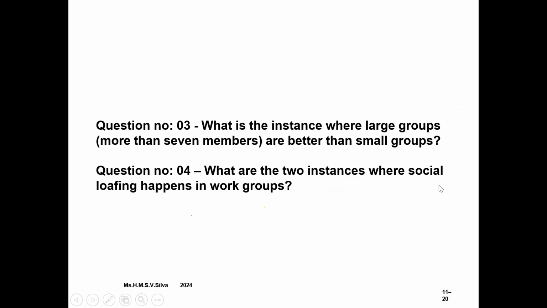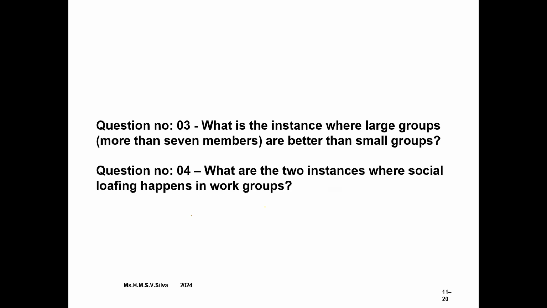So what is the instance where large groups are better than small groups? Let's say when a task is simple, like more than 7 members. That is generally accepted, around 7 members, but we cannot exactly tell that 7 is the cutoff. But anyhow, large groups are favorable when the task is simple, as well as when we have a very loyal and committed set of work members for our group.